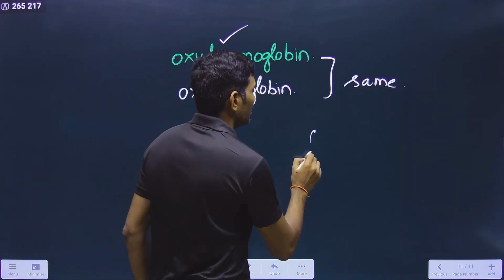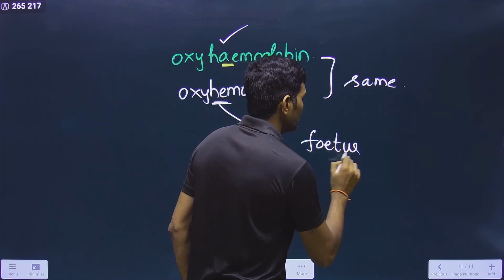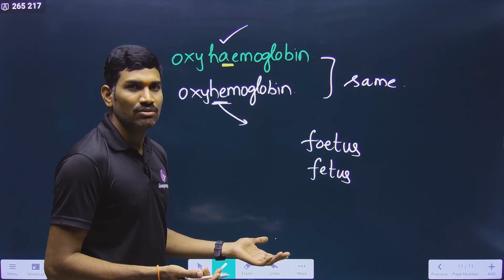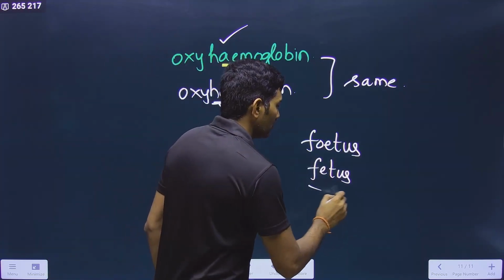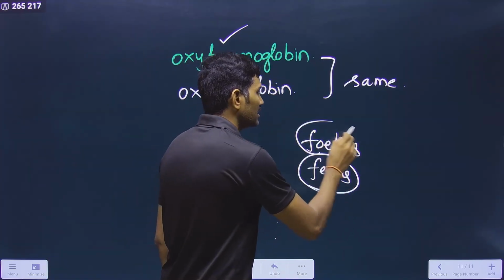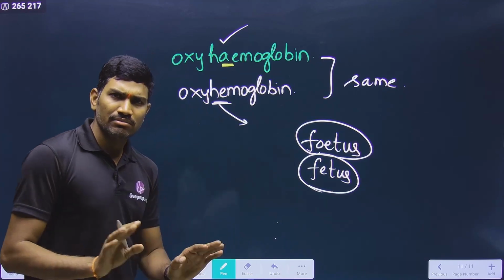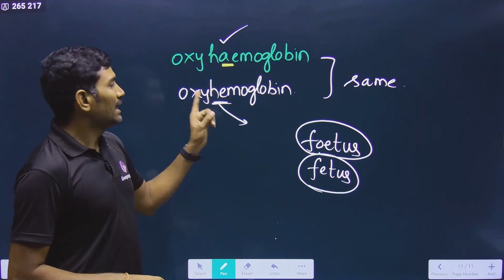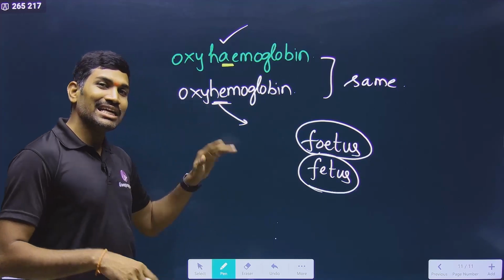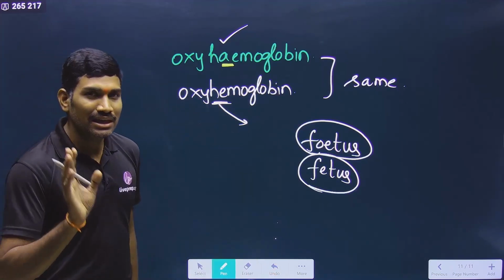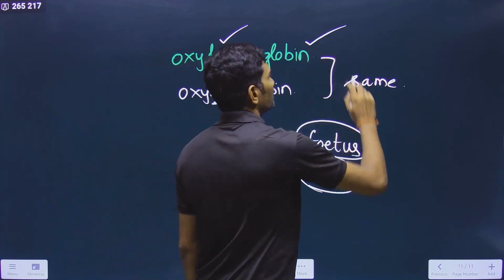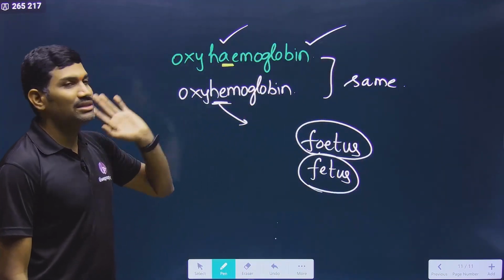Same way here, fetus, FOETUS, FETUS, both of them are same only. Yes or no? Generally in the US, we are writing like this. In British, we are writing like this. Meanings are same only. In the spellings, there are some small differences. Same way here also. HEMO you can write, HAEMO also you can write. But in the NCERT, I am telling you, NCERT is following British. So that's why they are giving these spellings.